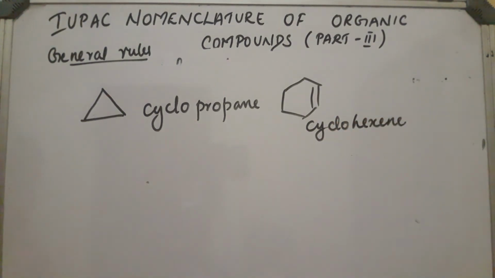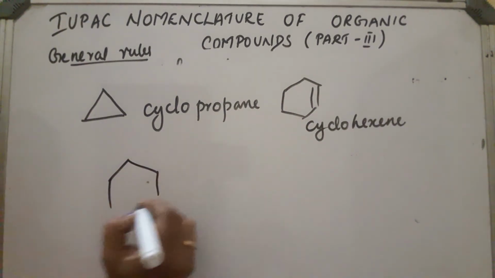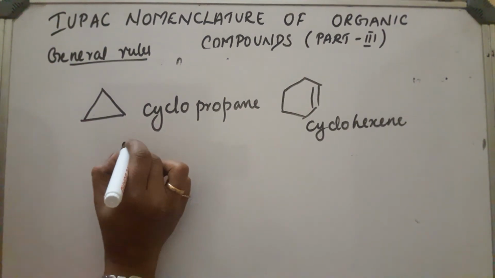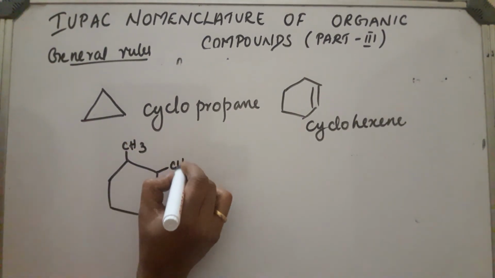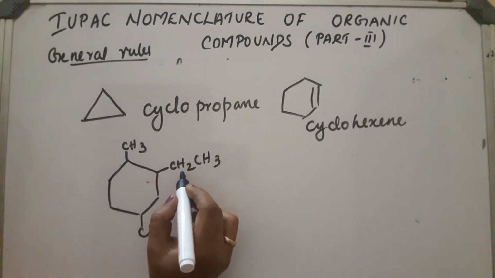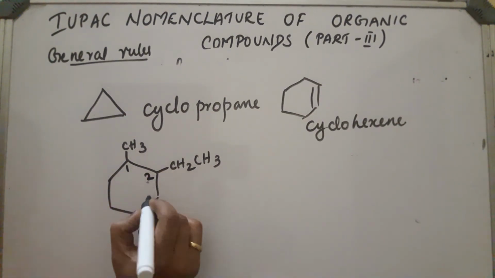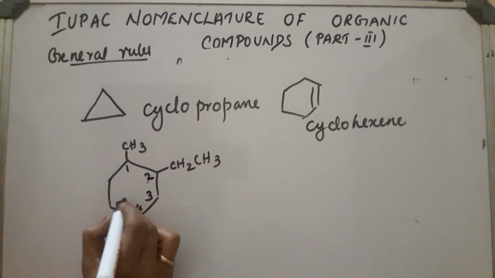If it contains substituents, if 2 or more substituents are present, in such cases we have to follow the alphabetical order. Take one example. Here one CH3 group, one CH2CH3 group, and one Cl group. In such cases, how can we name the compound? We could number from here or here, but according to alphabetical order, ethyl comes first. So we have to number from here: 1, 2, 3, 4, 5, 6.